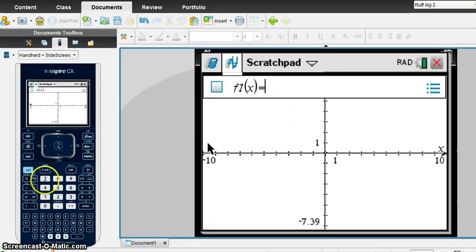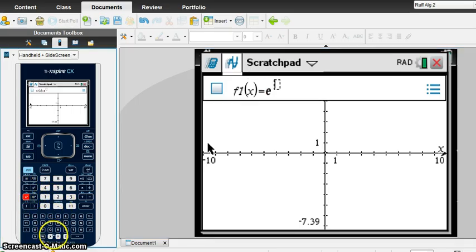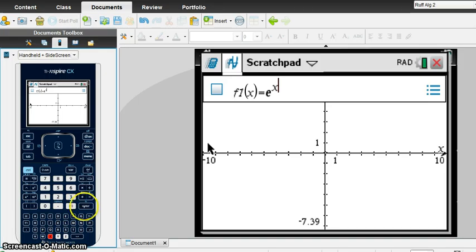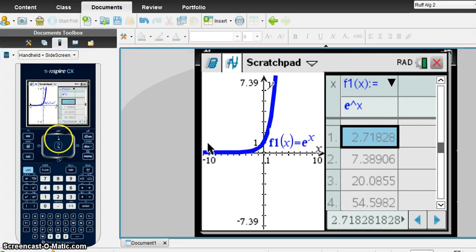Now, when you type in e to the x right here, you don't have to use that e from the pi menu. There's a special e button here next to the 1. Next to the 10 to the x button, there's an e to the x button. So click that, and it'll do e to whatever exponent you want. So we want e to the x. All right, press Control T, and let's get some points going.